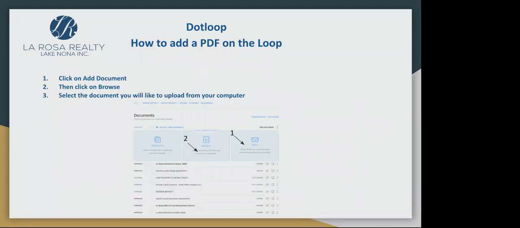Okay, great. Okay, so to add a document, you just have to add a document to your loop through your email, or you have it on your desktop. You can just go to browse document, and there you can upload it to the loop.